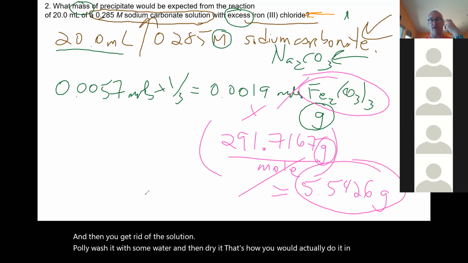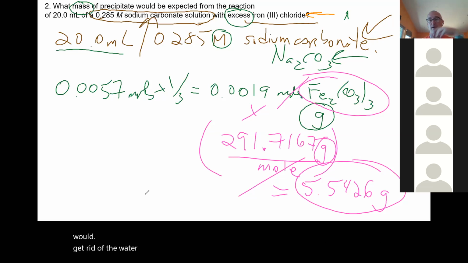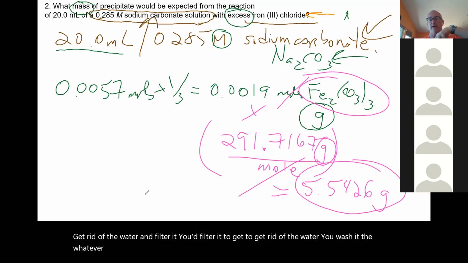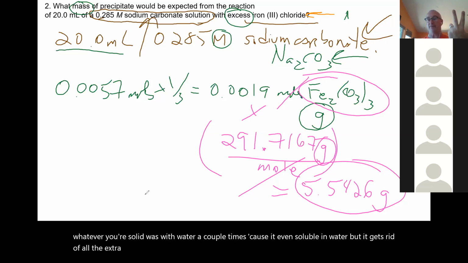You'd filter it to get rid of the water. You'd wash whatever your solid was with water a couple times, because you know it isn't soluble in water. It gets rid of all the extra leftover iron, leftover chlorine, the leftover sodium.